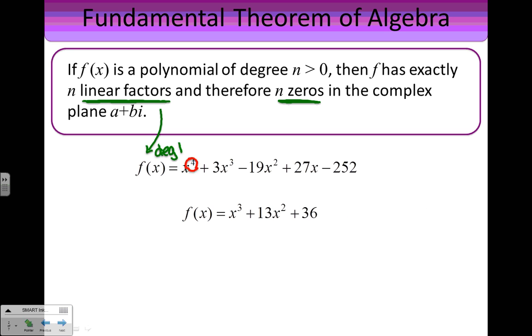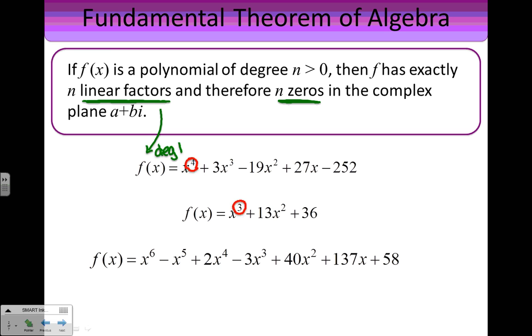This polynomial has a degree of 3, so we should get 3 zeros and 3 linear factors. This polynomial has a degree of 6, so we should have 6 linear factors and 6 zeros. So this fundamental theorem of algebra is a way for you to know if you've gone as far as you should. Okay? You're not done until you have as many factors and as many zeros as the degree of the polynomial you started with.